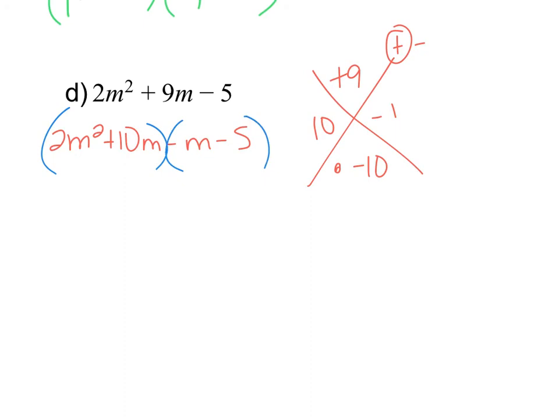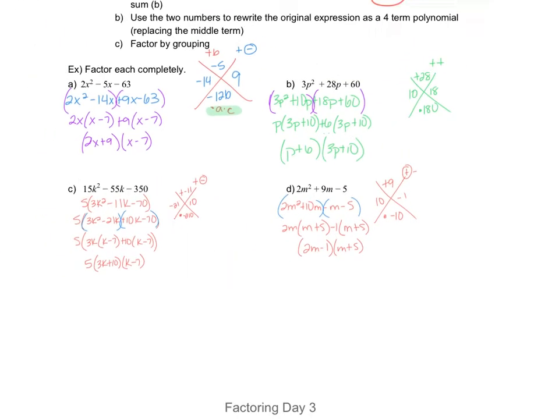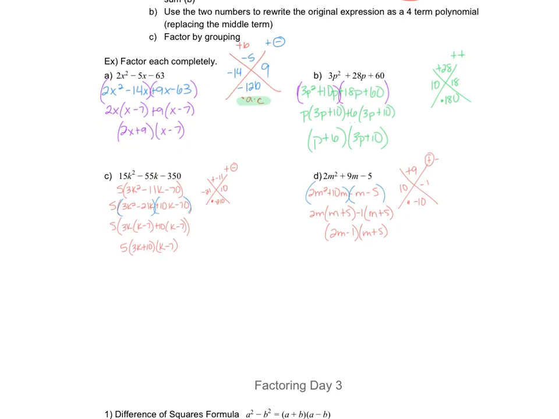So let's go ahead and do it. So you can factor out a 2m. So that'd be m plus 5. Okay, how do we get this negative m minus 5 to look like m plus 5? Well, we got to factor out a negative 1. So that'll be m plus 5. Sweet, that's what we needed. So this will be 2m minus 1 times m plus 5. And that is your answer. And that's all for factoring day 2.